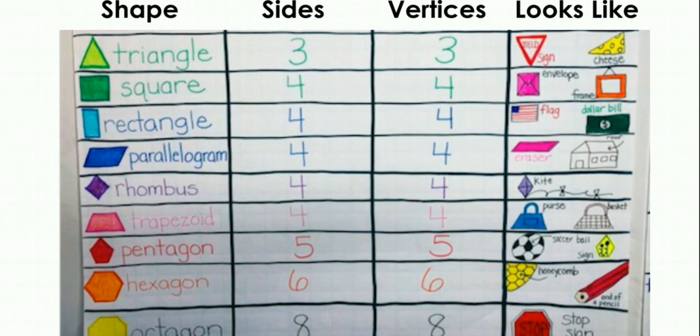If you noticed that the number of sides is always the same as the number of vertices, that's exactly what I wanted you to notice. It is true that every time you have a certain number of sides, you will have the same number of vertices or angles. So if there's 3 sides, there must be 3 vertices. If there's 5 sides, there must be 5 vertices. That is really important when you're identifying shapes and polygons.